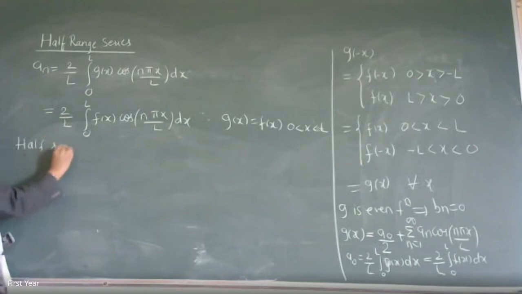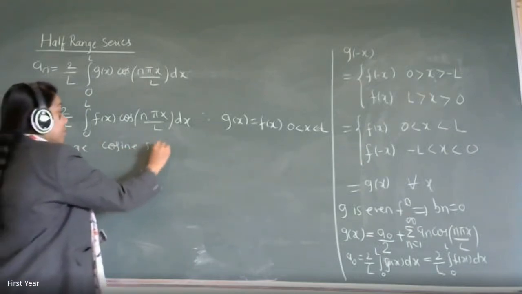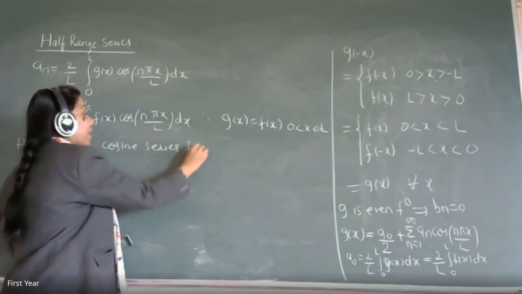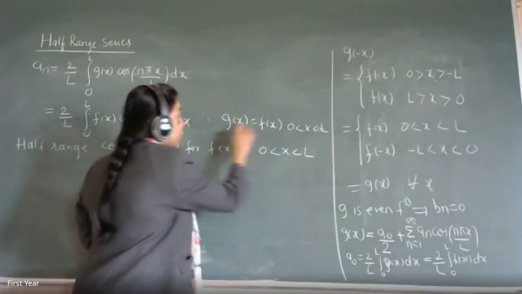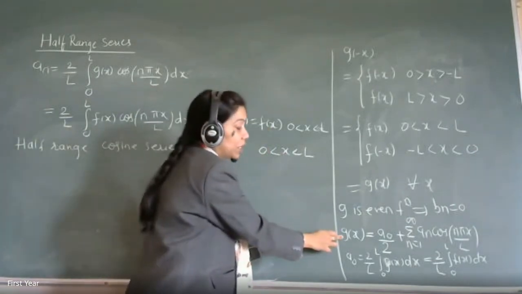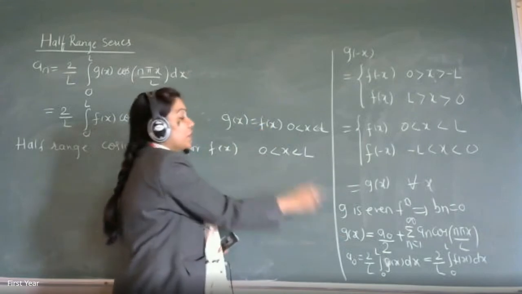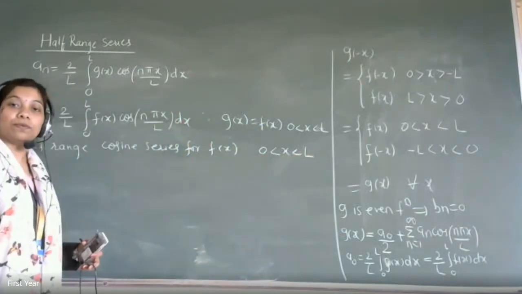Half range cosine series for f of x in the interval 0 less than x less than l. Since g of x becomes f of x in this interval, the Fourier series of g of x will be the Fourier series of f of x in 0 to l. Yes or no?